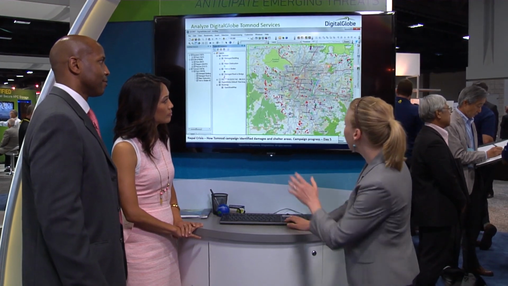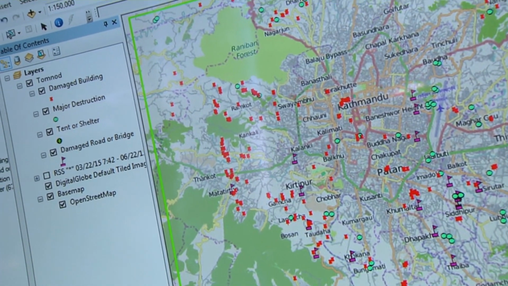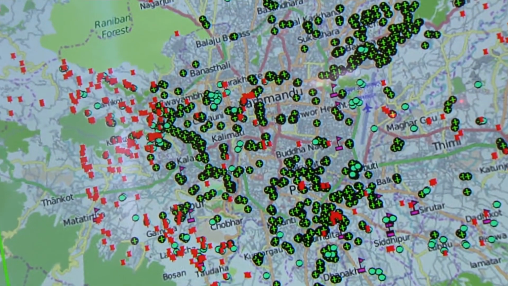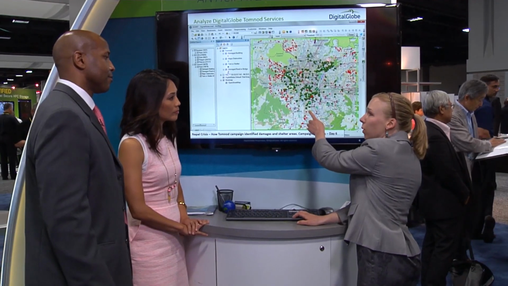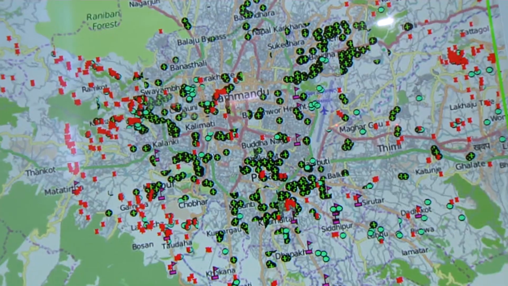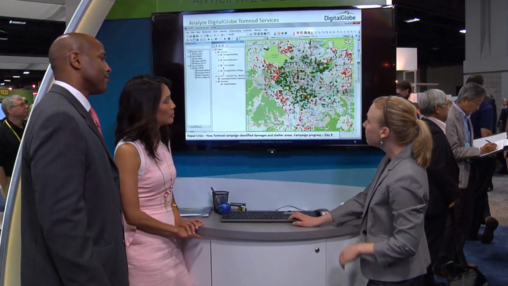And here you can see we have damaged roads, damaged buildings, and then as we go further on with the campaign, you see these green points start to appear. That's when we started adding and looking for the tens of displaced people. So you can see these points of interest start to build over time. Wow.